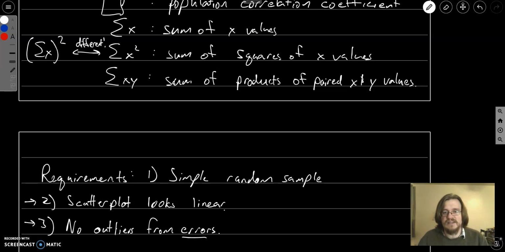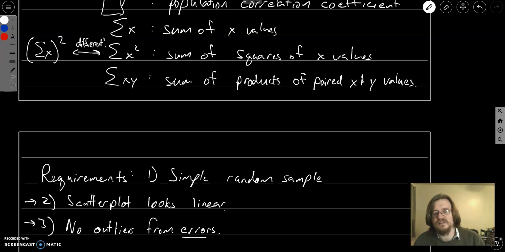Are they just part of the data set? Or did they come from measuring errors? If we're comparing heights and weights of people and looking to see if there's a linear correlation, and then you get to someone who's, let's say, 1,000 inches tall, that's probably not an outlier. That's probably someone wrote down the height wrong. So again, it's just important to look for outliers. They may exist. There's nothing we can do about them. But if they come from errors, we should delete them.